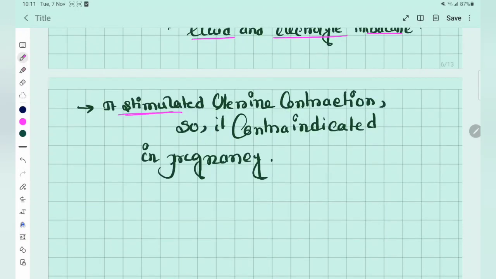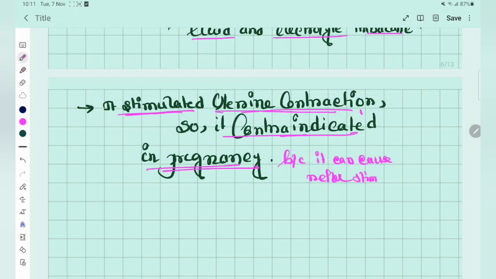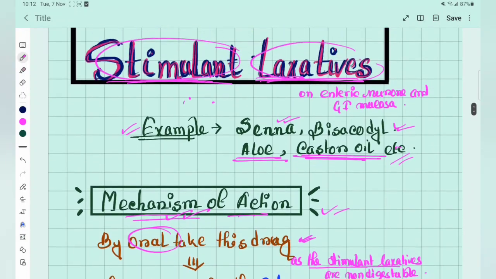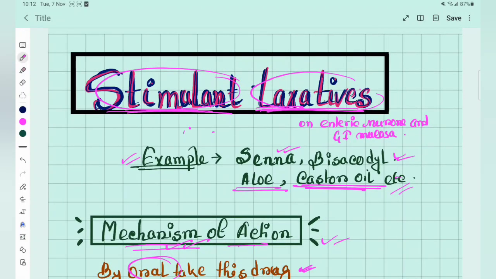This stimulant laxative also stimulates uterine contraction, so it is contraindicated in pregnancy because it can cause reflex stimulation of the uterus. So these are all about the stimulant laxatives. I think you all have understood about the stimulant laxatives.